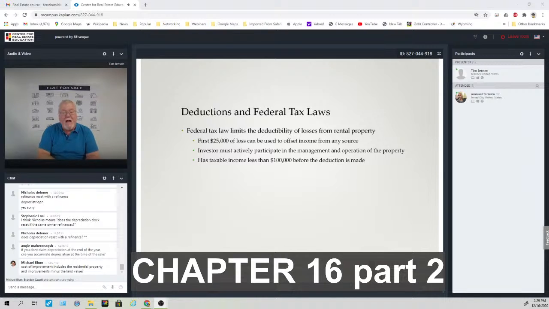The investor must have actively participated in the management and operation of the property and have taxable income of less than $100,000 before the deduction is made. So if you have other deductions of greater value, you would want to make the passive loss deduction before your taxes are reduced from other write-offs. You have to do it in a specific way to record that benefit.